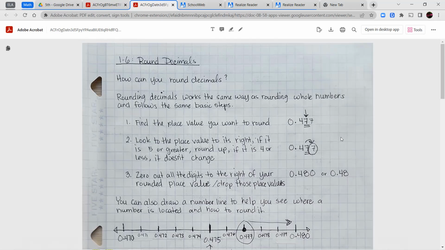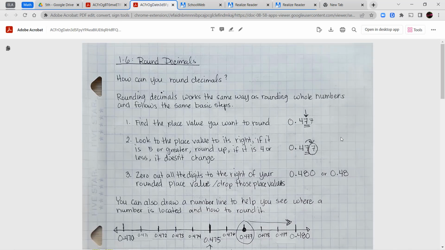First, you find the place that you want to round. That's your rounding place. Then you're going to look to the place value that's to the right of your rounding place. So here I have the number 477 thousandths. Now the place value I want to round is the hundredth, so I underlined it. Now, in order to decide which way my hundredths is going to go, I need to look at my place value next to it, the place value to the right, which is going to be my thousandths place.